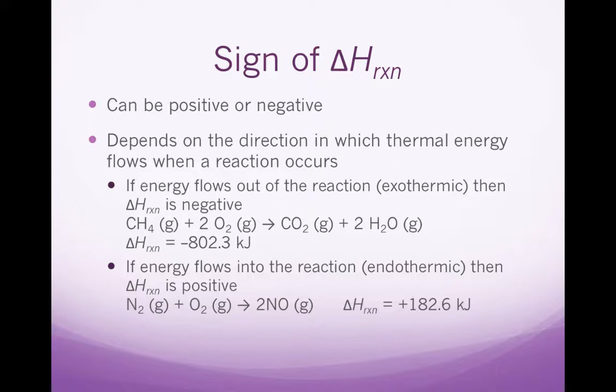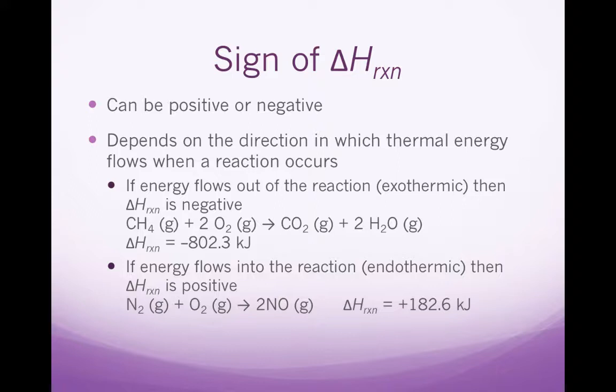ΔH reaction can be positive or negative, and the sign of ΔH reaction depends on the direction in which thermal energy flows when a reaction occurs. So if energy flows out of a reaction, which means the reaction is exothermic, ΔH of the reaction is negative. So for example, the combustion of methane has a ΔH reaction of negative 802.3 kilojoules. So the combustion of methane must be an exothermic reaction. It loses energy as it occurs, or it gives off heat or energy as it occurs.